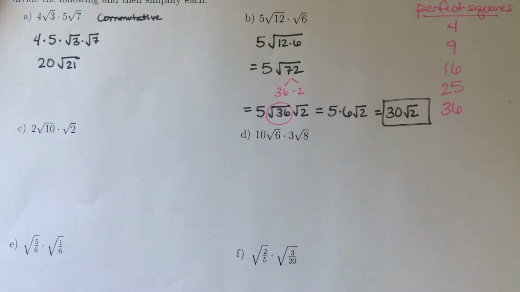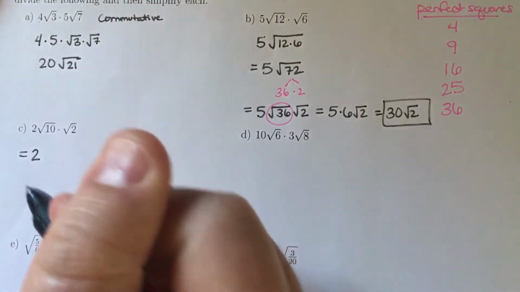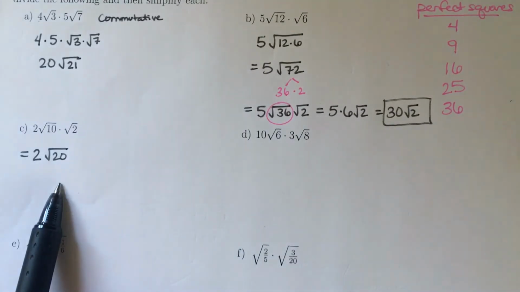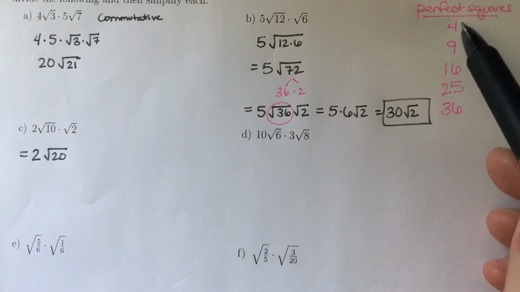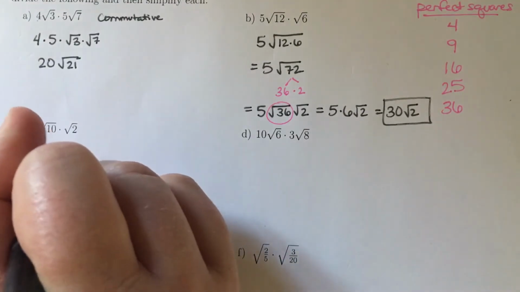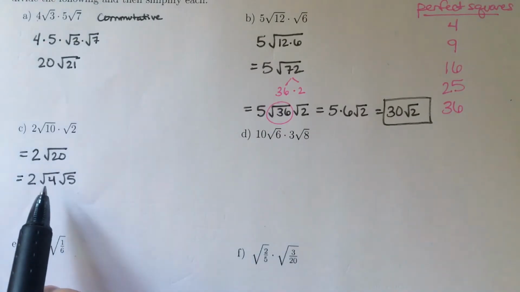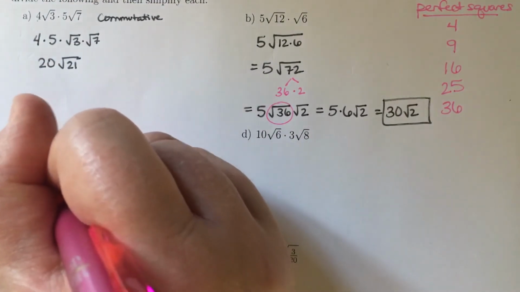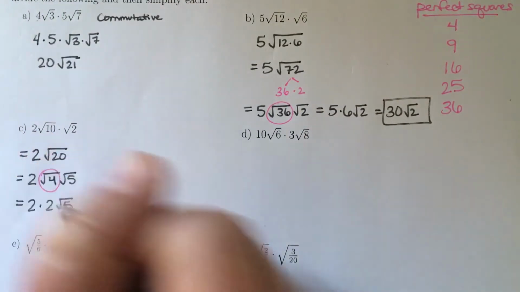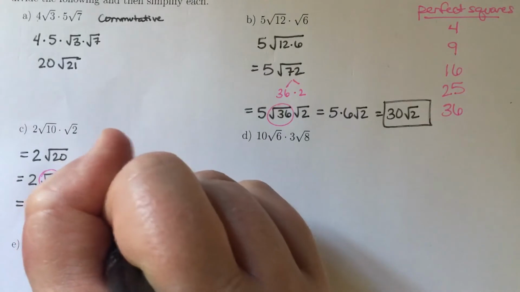Let's try another one. So we have 2 square root of 10 times square root of 2. Using the multiplication property of square roots, we're going to write that as 2 square root of 20 because the square roots can multiply with each other. Now we check to see if any of these perfect squares go into 20, and 4 does. So we're going to write this as 2 square root of 4 square root of 5 because 4 times 5 makes 20, and 4 is a perfect square. That's really what we're focused on, that the square root of a perfect square will simplify. So square root of 4 is 2, and then 2 times 2 makes our final answer 4 square root of 5.